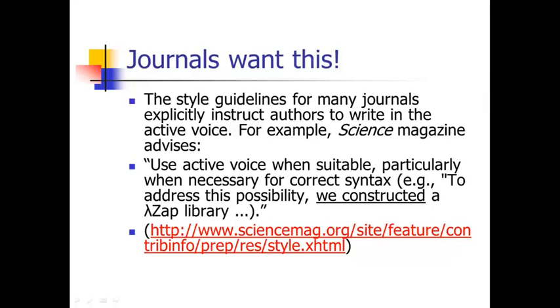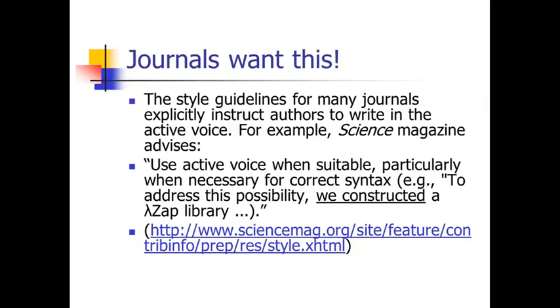So let's go, for example, to the style guidelines from Science magazine. They say right there, use the active voice when suitable, particularly when necessary for correct syntax. For example, to address this possibility, we constructed a Lambda Zap library. So you can see that they're directly telling you to go ahead and use we or I. It's kind of fun to go to the style guidelines for some of these journals. If we open up the style guidelines for Science magazine, you'll notice that they point out a couple of things that we've already been talking about in this course.